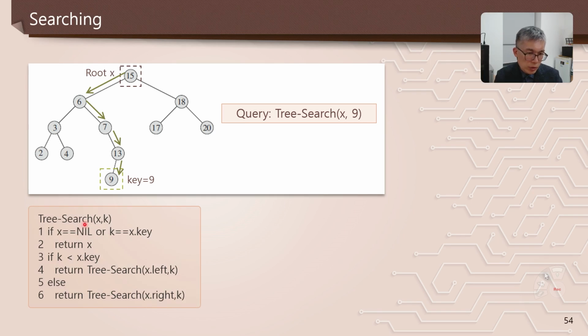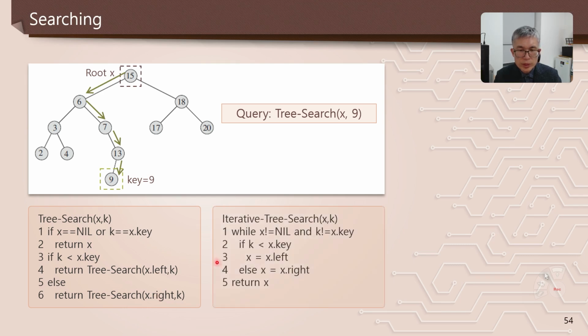In the search algorithm, if x is a null tree or the value is the same, return immediately. Otherwise, if k is less than x.key, the left subtree, x.left, is searched. Otherwise, the right subtree is searched. This is a recursive function: the same function name is given and the same function is called inside. It is a recursive function, a kind of mirroring function.